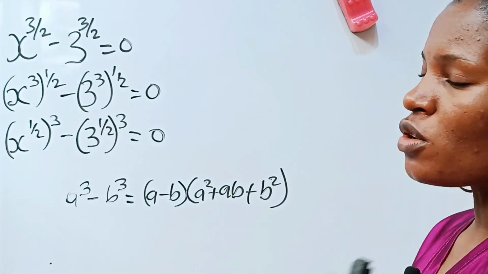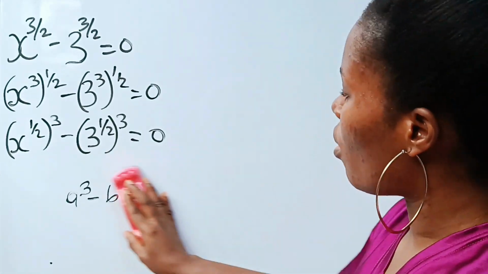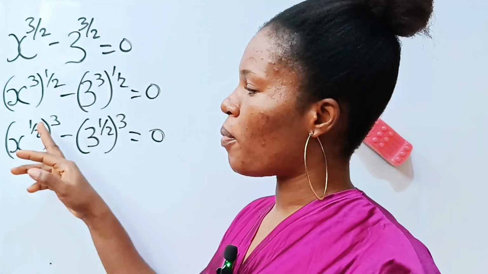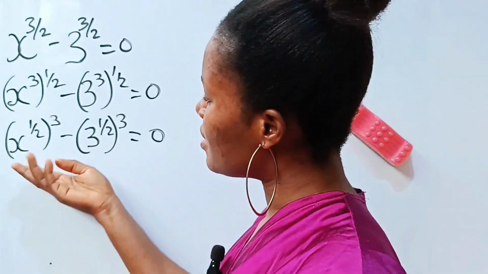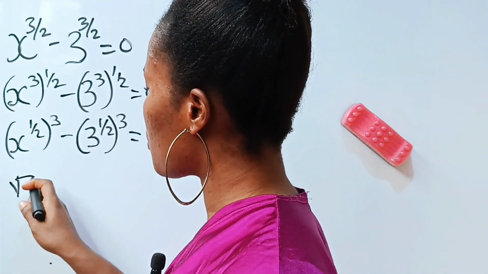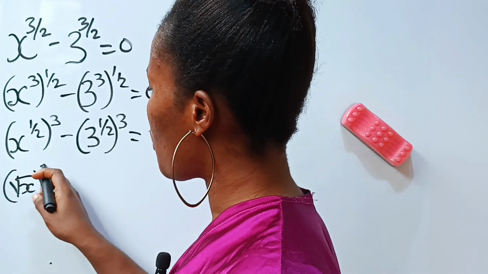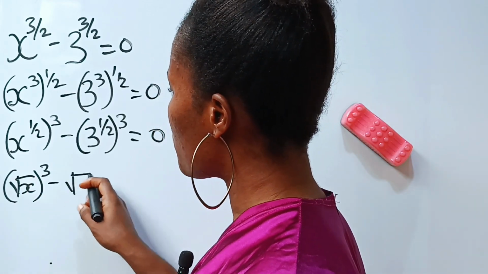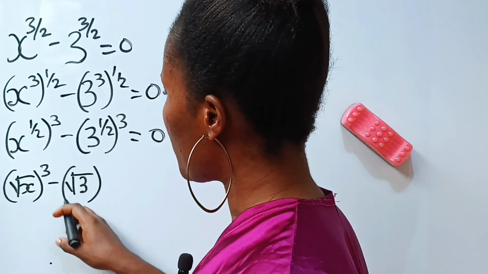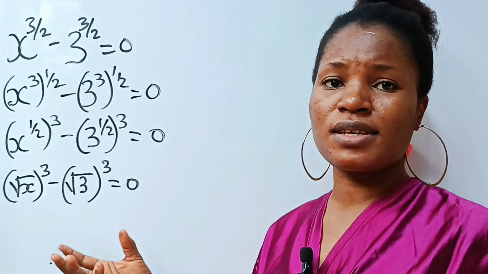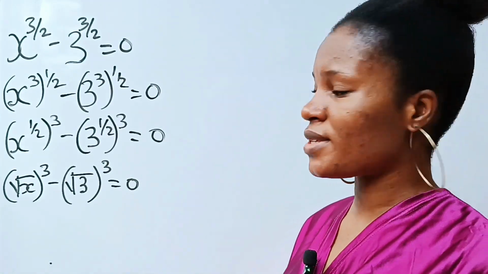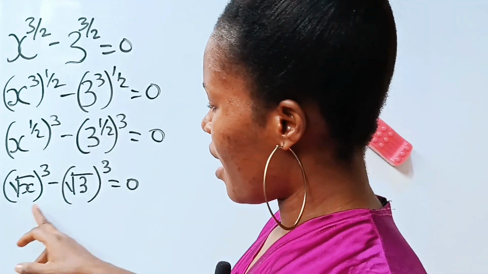All right, now also recall that any number to the power of half means the square root of that number. That means that we can rewrite this as what? Square root of x raised to the power of 3 minus square root of 3 raised to the power of 3 is equal to 0. Now let's express this in that identity form that I just explained. So this is our a and this is our b.